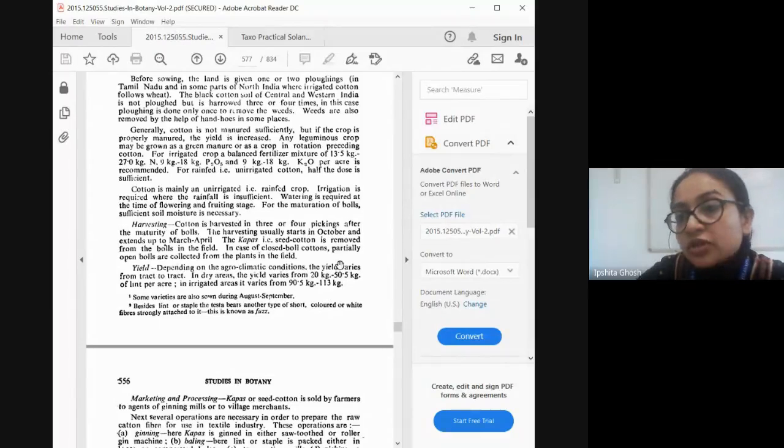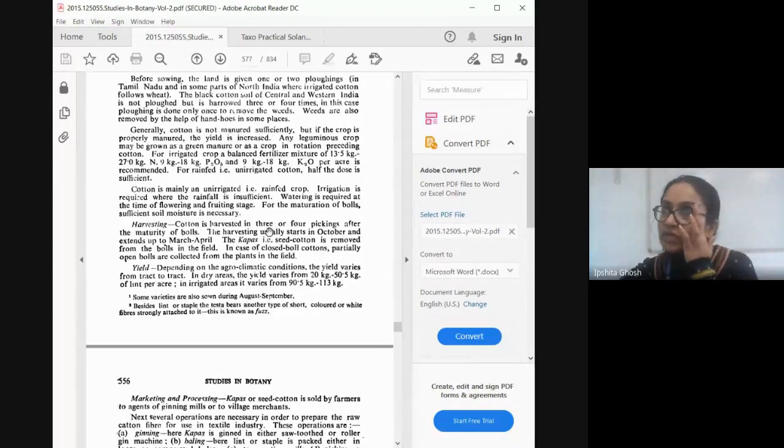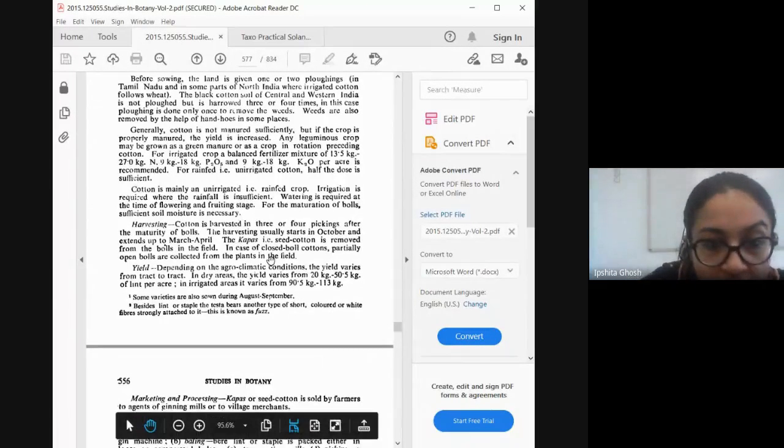From October, during more or less the winter months, it is done. If you remember that it's done during the winter months, from October to March, April, then it will be easier for you to remember.